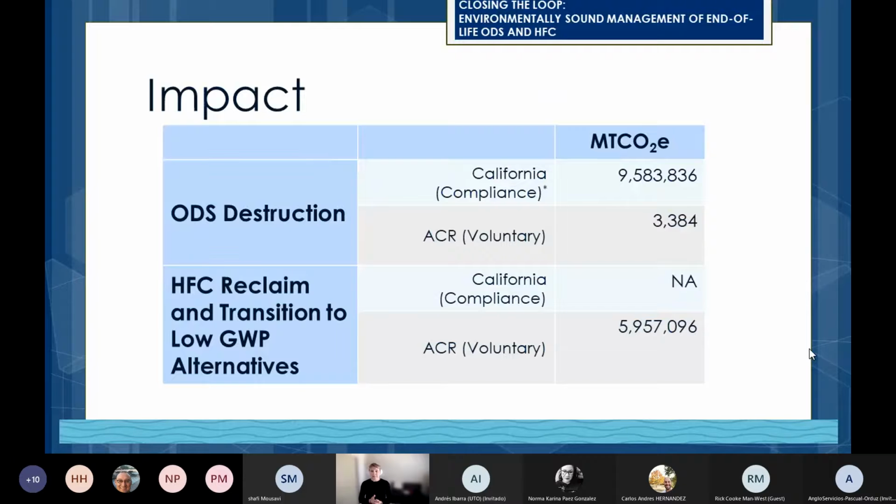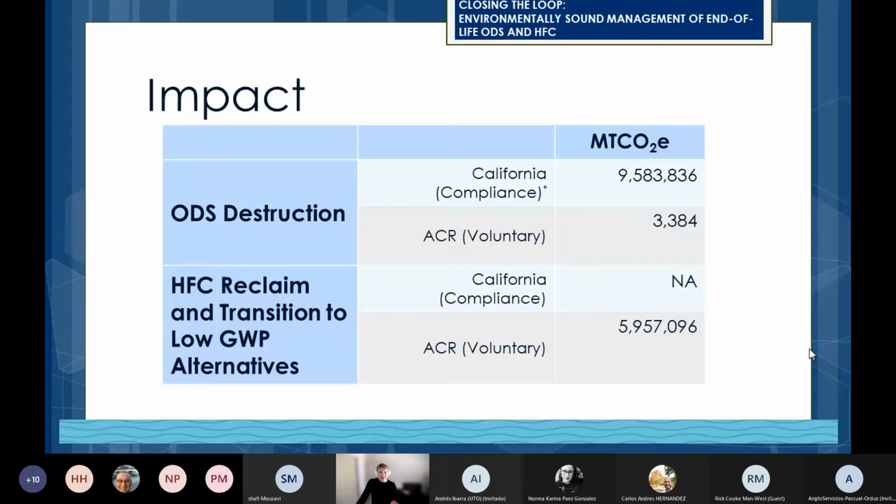In terms of impact, clearly up until now, the California compliance market has been the dominant driver in terms of the carbon market being an incentive for ODS destruction in the US. This data is just from ACR's registry, but I would suspect a similar pattern from other registries. To date, 9.5 million metric tons of CO2 equivalent have been destroyed through ODS destruction projects since around 2009.